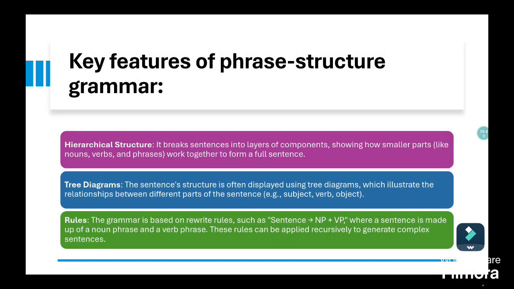Again, here are some key features of phrase structure grammar. First one is the hierarchical structure. Second one is tree diagram. Third one is the rules. The grammar is based on rewrite rules such as sentence to noun phrase plus verb phrase, where a sentence is made up of a noun phrase and a verb phrase. These rules can be applied recursively to generate complex sentences.